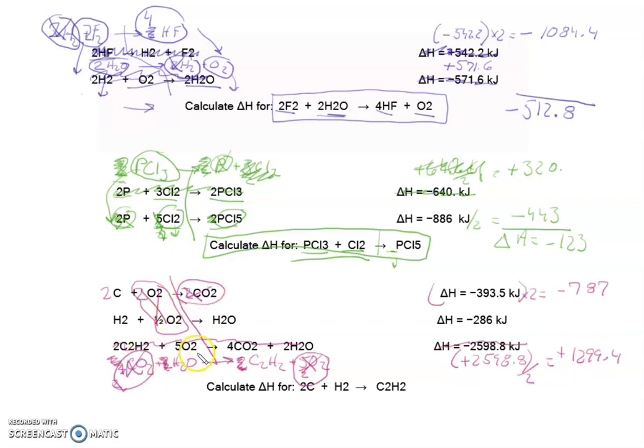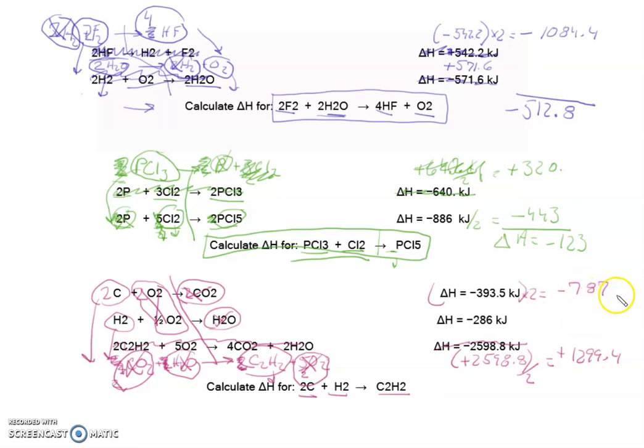I have an H2O on the left. I have an H2O on the right. They cancel. I have 2 C's coming down on the left side. That's what I want. I have an H2 that comes down on the left. That's what I want. And then I have a single C2H2 that will come down on the right side of my arrow, and there we go. So now this adds up to what I want, so now I simply add my numbers.